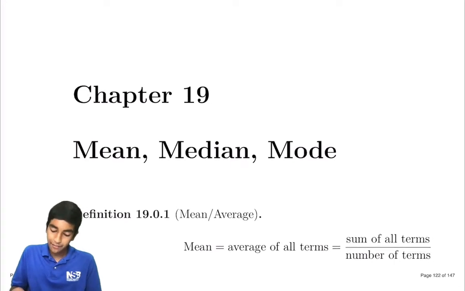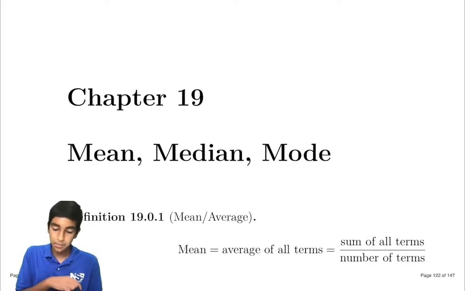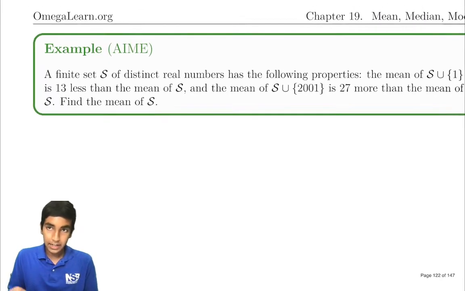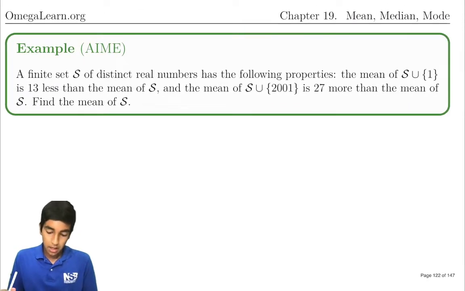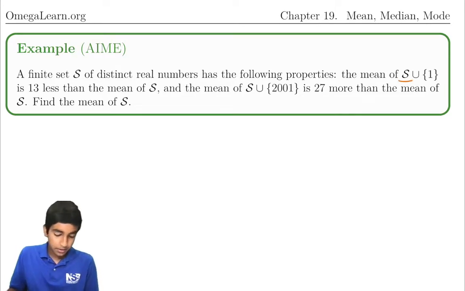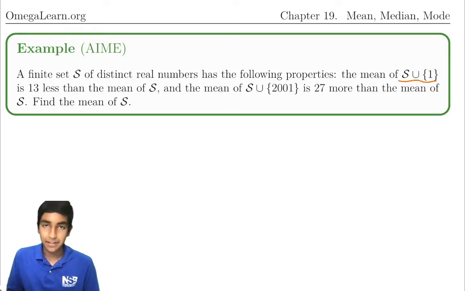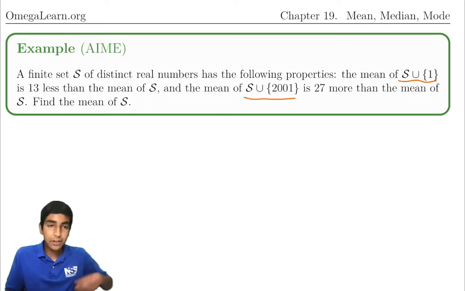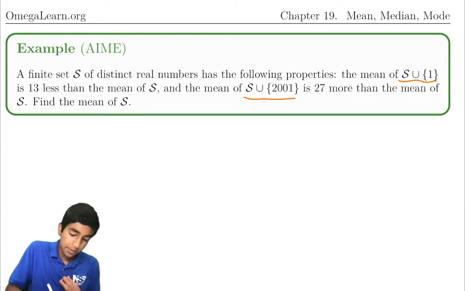So today we're going to talk about mean, median, mode, some cool examples. The mean is just the average of all terms, sum divided by number of terms. Let's take an example from the AMC. A finite set S has the following properties. The mean of S union 1 is 13 less than the mean of S. And the mean of S union 2001 is 27 more than the mean of S. Find the mean of S.